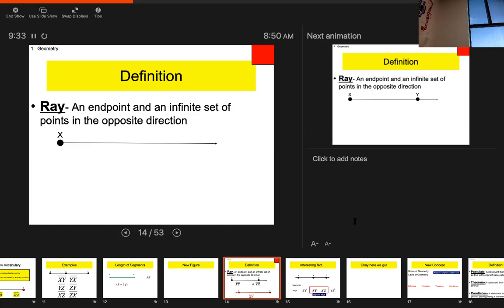One problem. If you have 1 point, listen to my question. If you have 1 point, how many rays can you draw through it? If you have 1 point, an infinite number of rays. So therefore, we can't call this ray X. What do we need?